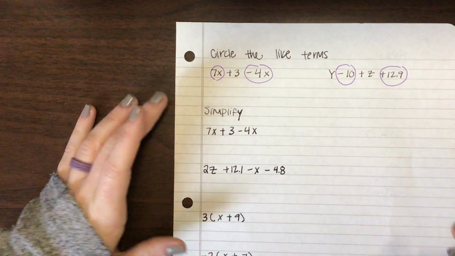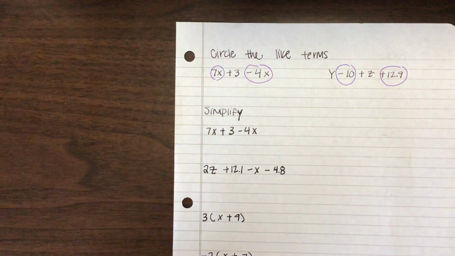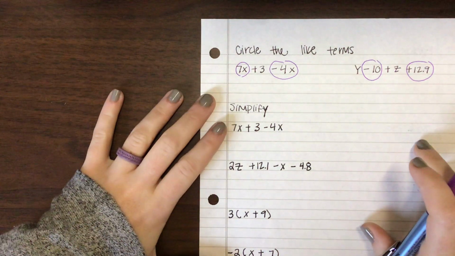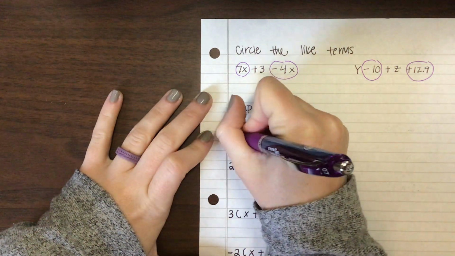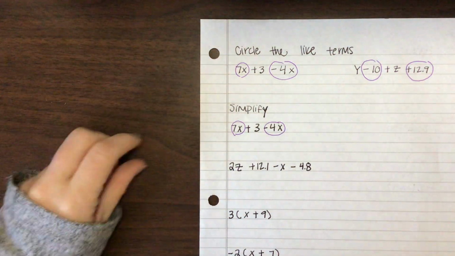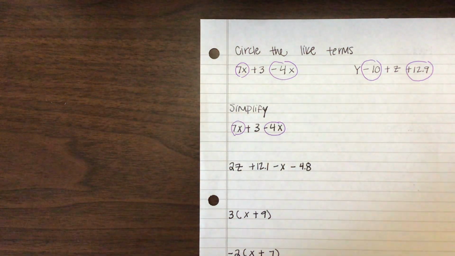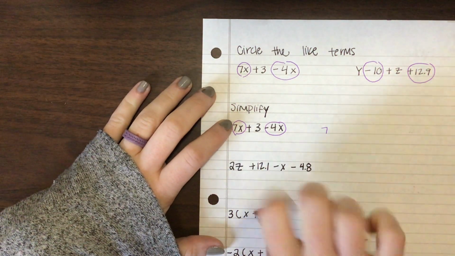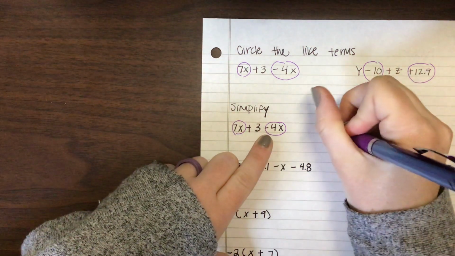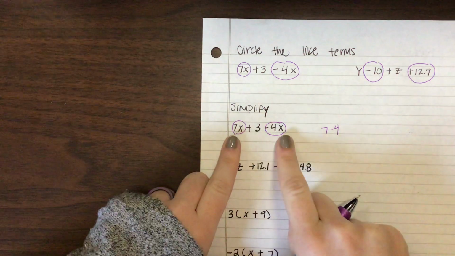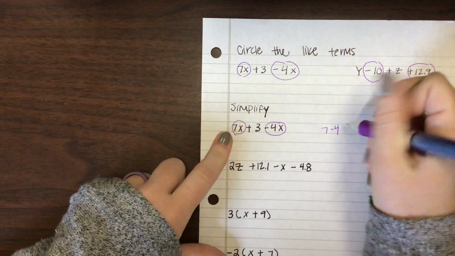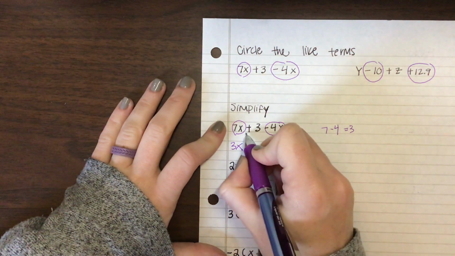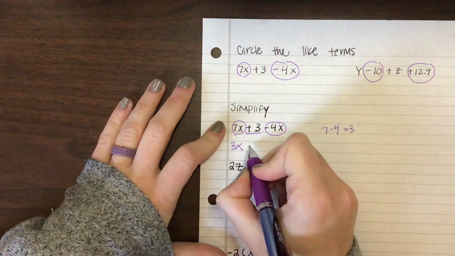So to simplify by combining like terms, we're going to add or subtract whatever we can. First I have to identify the like terms. So 7x and minus 4x are like terms. I'm going to take their coefficients: the coefficient of 7x is 7, and of minus 4x is minus 4. I'm just going to add or subtract their coefficients, so 7 minus 4 is 3. So this simplifies to 3x, and I still have to include this plus 3.